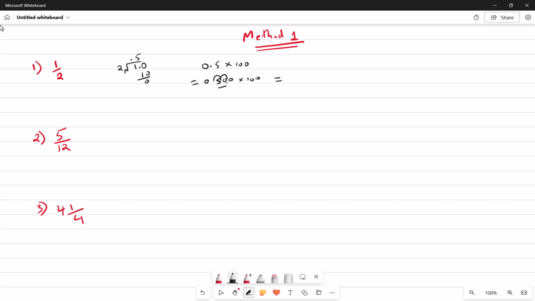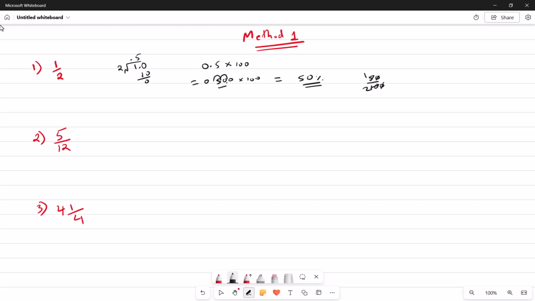50.0 is just 50. And since we multiplied the number by 100, we can just add the percentage sign here, because percentage is out of 100. 50% is just 50 out of 100. 0 cancels this one, and 5 times 1 is 5, 5 times 2 is 10. So we have our original fraction. So 1 out of 2 is 50%, and here's our answer.